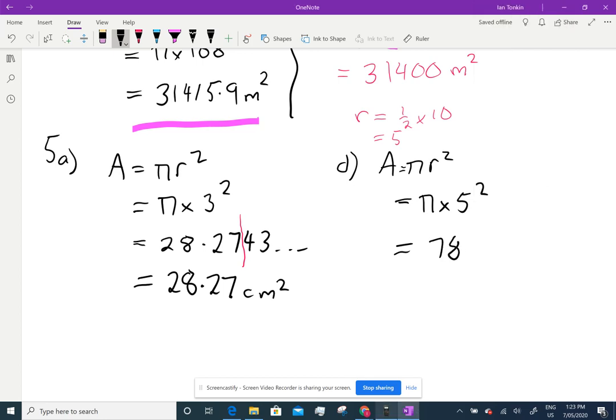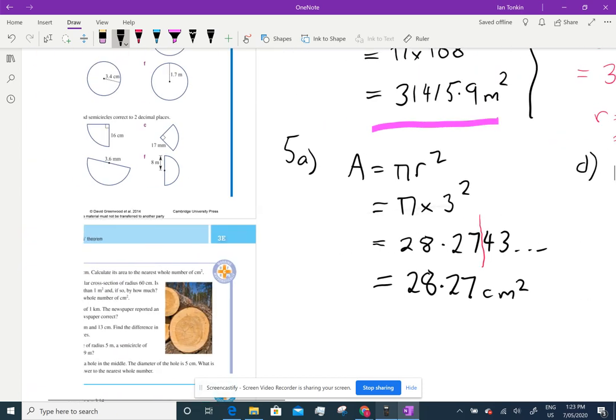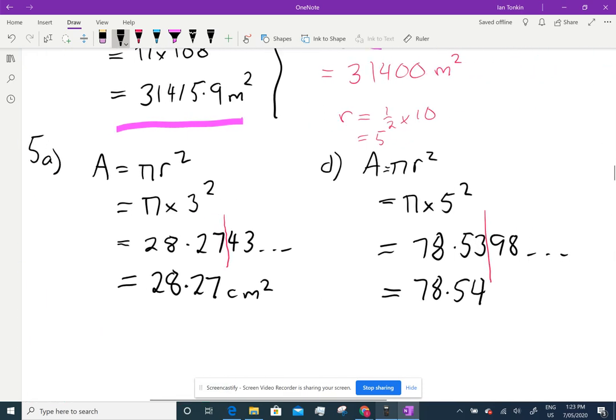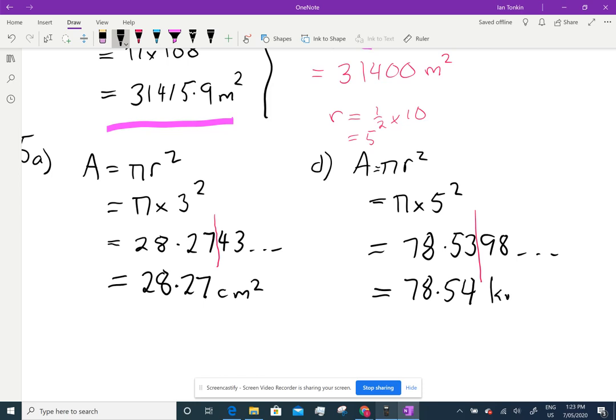78.5398 dot dot dot. I've got to round to 2 decimal places, so I draw a line there. I look at the number, so 78.5. I look at the number behind the red line. Is it 5 or more? Yes, so I round this number up. What units were we in? Kilometres. And I double check. There we go.